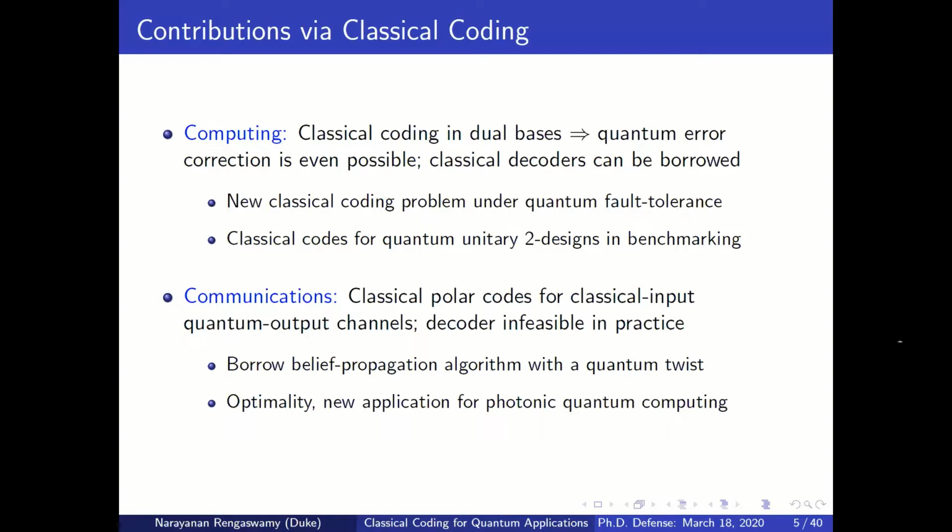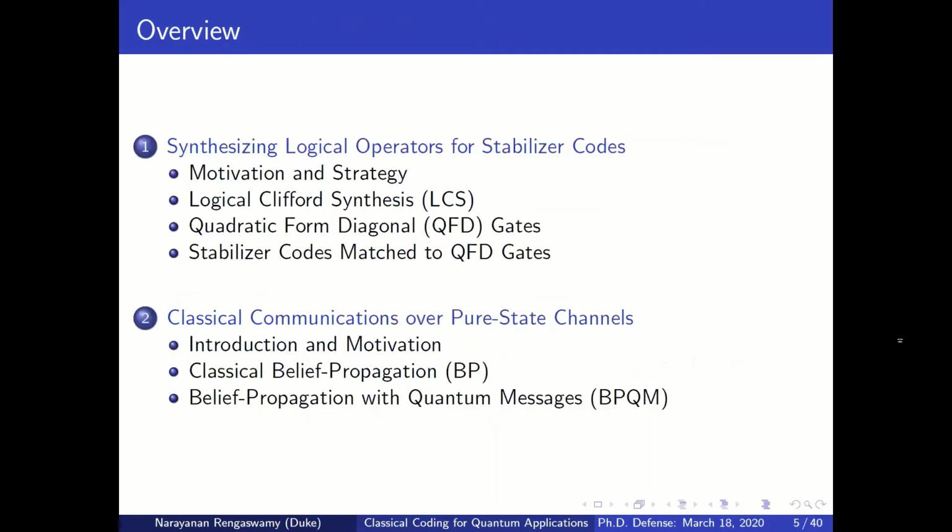And in the second part, I'll talk about how you can use this algorithm called belief propagation from the classical world again, and then use it in a quantum setting where you can transmit information through quantum channels. So that's the plan for this talk, and it's split into 2 parts. I'll start with the first part now.